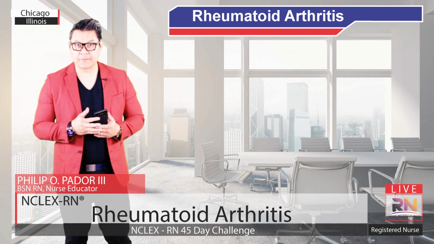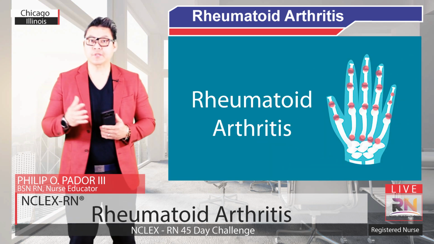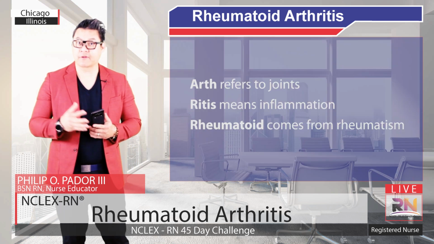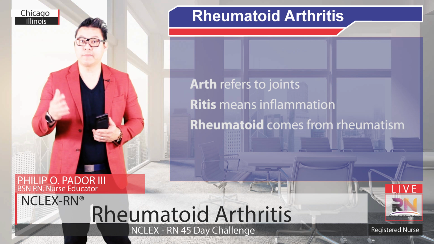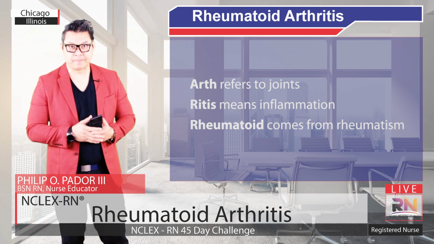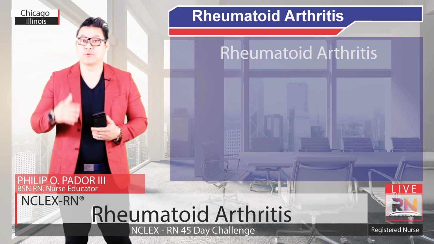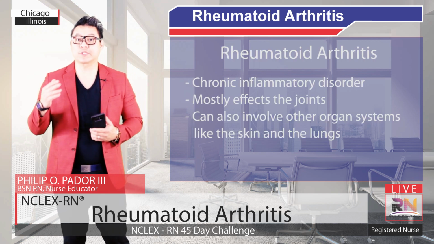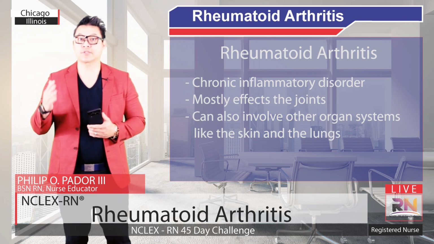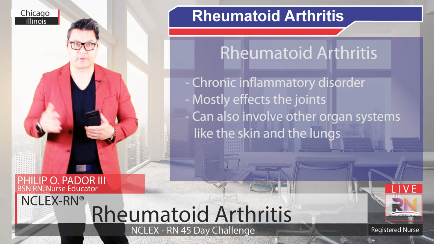In this video, I'm going to be talking about rheumatoid arthritis. Rheumatoid arthritis: arth refers to joints, itis means inflammation, and rheumatoid comes from rheumatism, which more broadly refers to a musculoskeletal illness. So rheumatoid arthritis is a chronic inflammatory disorder that mostly affects the joints, but can also involve other organ systems like the skin and the lungs as well.